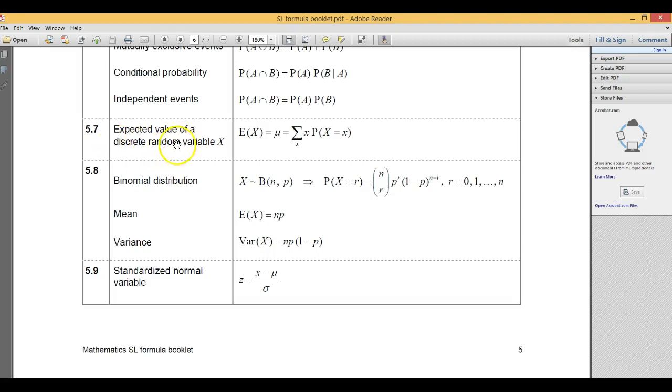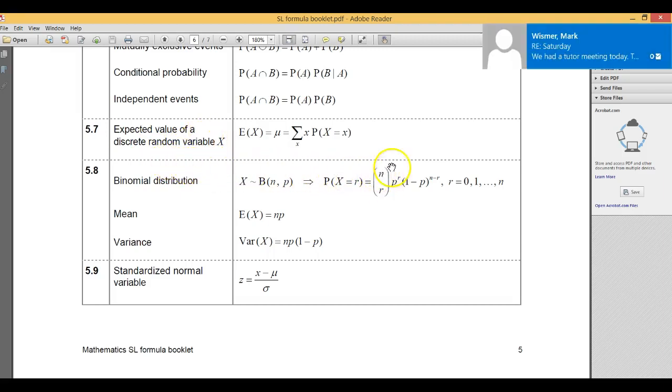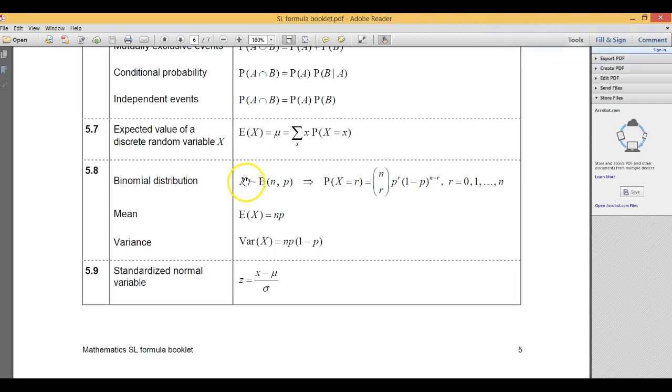All right, now in 5.8 you can see what we're doing now. The binomial distribution, my last video, and that's just here for you. So you can see here that x is binomially distributed, where n is the number of trials, p is the probability of success. Then this is the calculation here, nCr by the probability of success to the power of r. r is the number of successes, remember. 1 minus p being the chance of failure, to the n minus r.